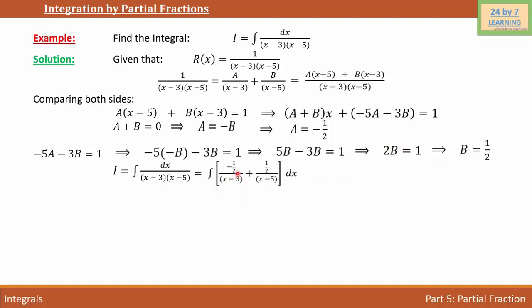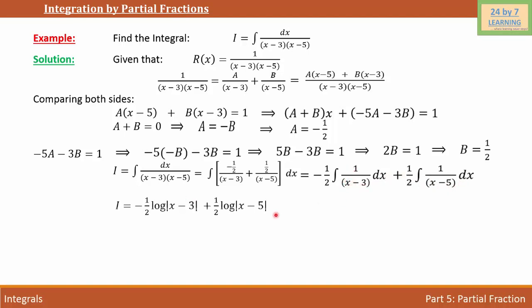Now let's further simplify. I will take constants outside. If I do that, this negative 1 over 2 will be out and I have only 1 over (x - 3) left. So I will write negative 1 over 2 times the integral of 1 over (x - 3) dx plus 1 over 2 times the integral of 1 over (x - 5) dx. The integral of 1 over (x - 3) dx is log|x - 3| and the integral of 1 over (x - 5) dx is log|x - 5|. And of course, we have our constants outside the integral right here and here.